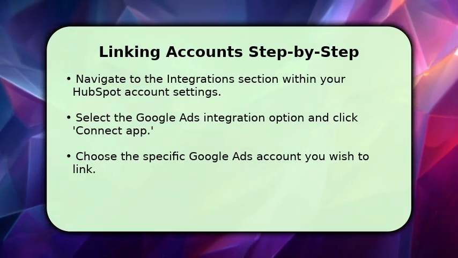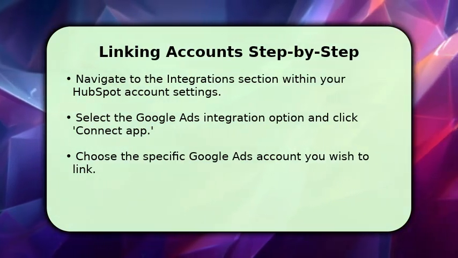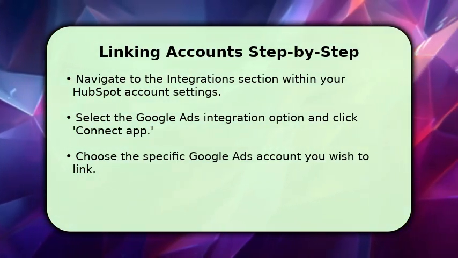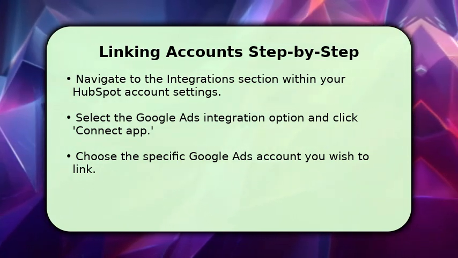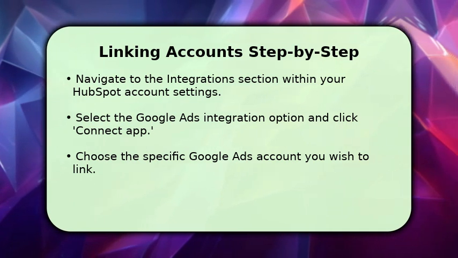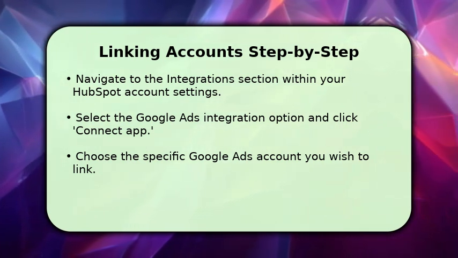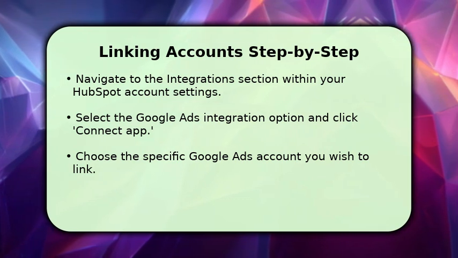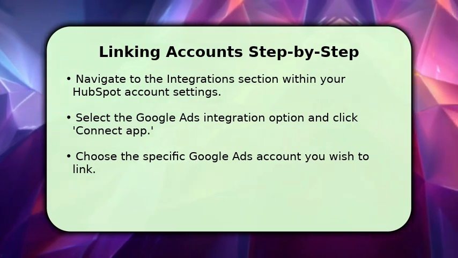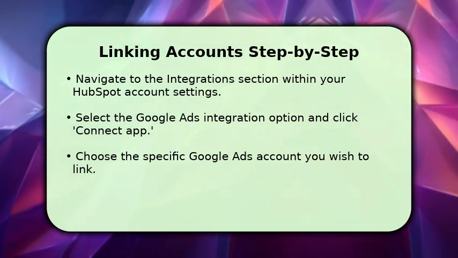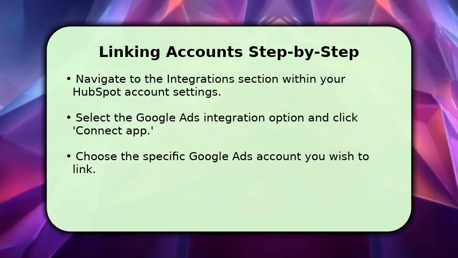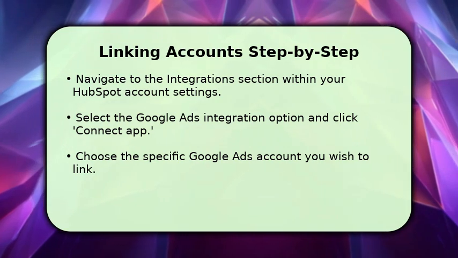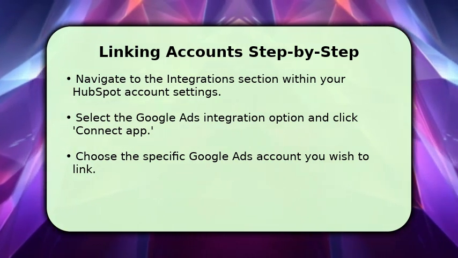Now, let's connect those accounts. Start by logging into your HubSpot portal and navigating to the integration section under Settings. Look for the Google Ads integration and click Connect App. You'll then be prompted to select the specific Google Ads account you want to link. After choosing, grant HubSpot the necessary permissions to access your ad data. This usually involves a few clicks to confirm the connection, and then you're almost done.